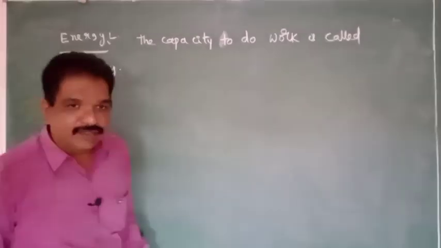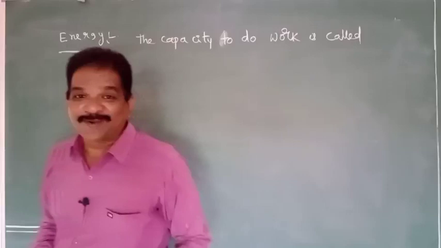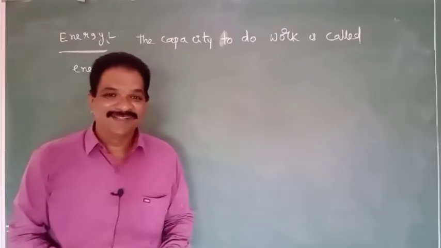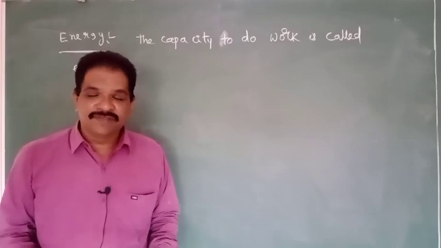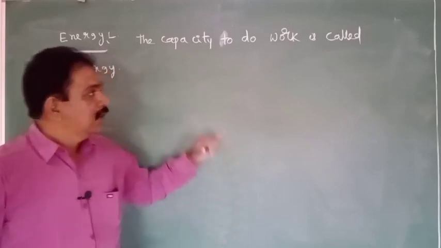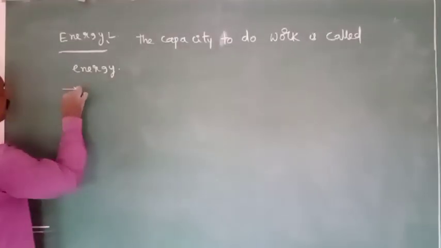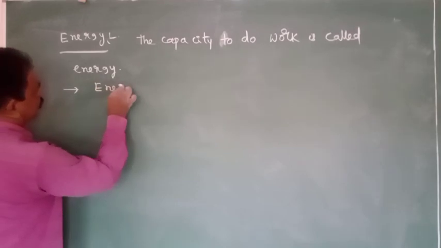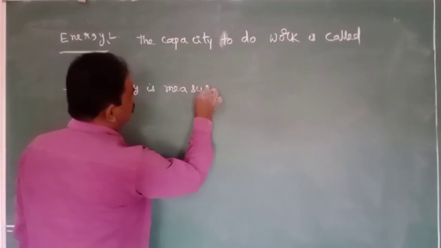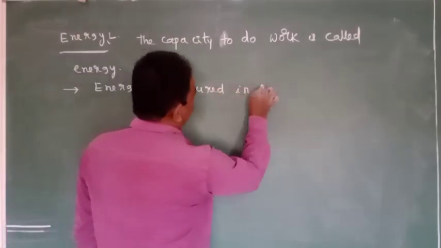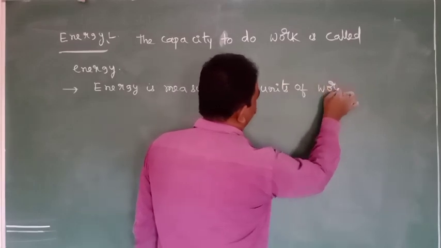If you have energy, you can sit in front of the mobile and listen to the physics lecture, or whatever it may be, for 1 hour. If you don't have energy, you can't sit and you can't listen to the videos. The capacity to do work is called energy. Energy is measured in units of work. Both are the same only.